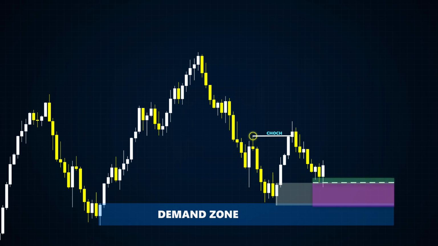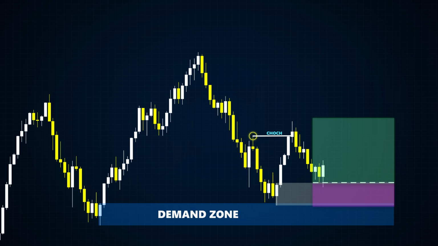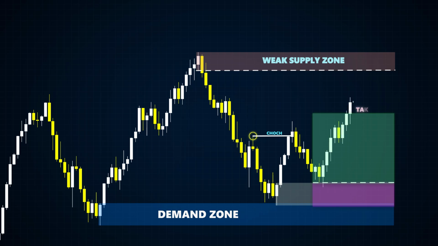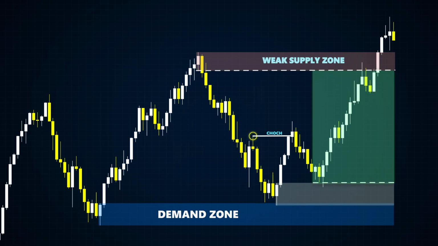Finally, we move to take profits. Keep it simple. You have 3 solid options. First, target the next opposing supply or demand zone, areas where price is likely to react. Second, use a fixed risk-to-reward ratio, like 1:3 or 1:4, to maintain consistency. And third, scale out. Take partial profits early and let the rest run. That way, you lock in gains while still giving the trade room to go further.